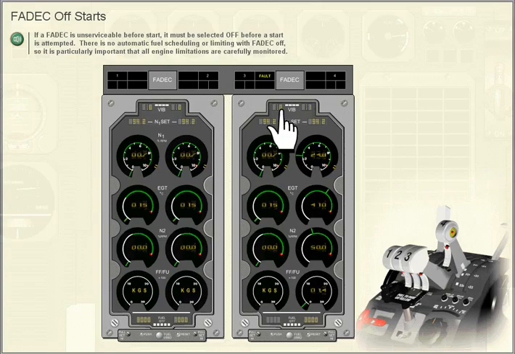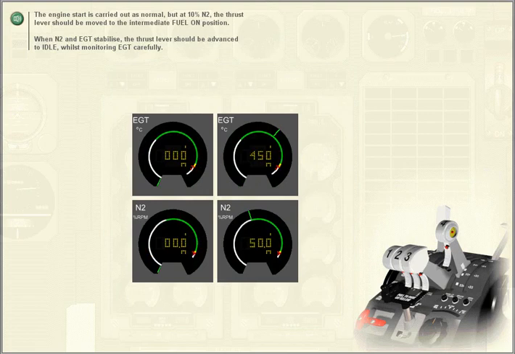FADEC off starts. If a FADEC is unserviceable before start, it must be selected off before a start is attempted. There is no automatic fuel scheduling or limiting with FADEC off, so it is particularly important that all engine limitations are carefully monitored.